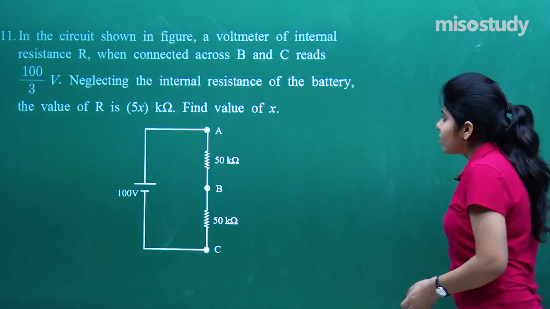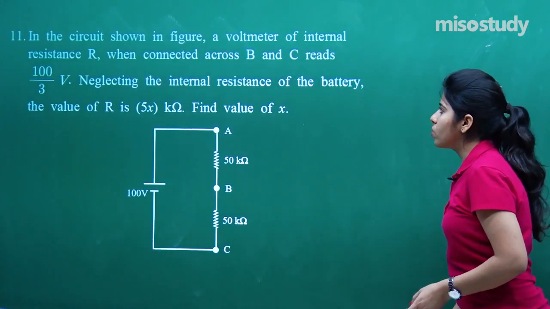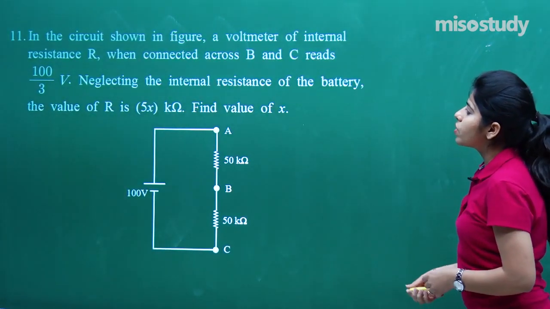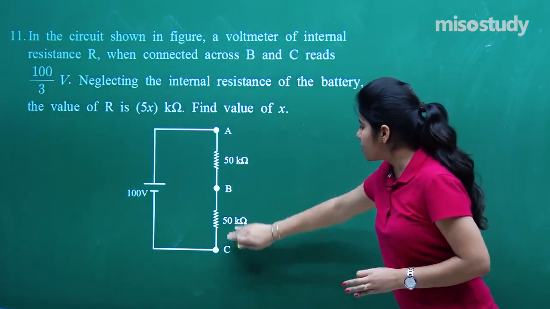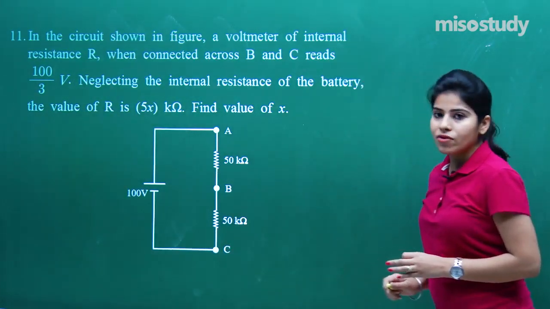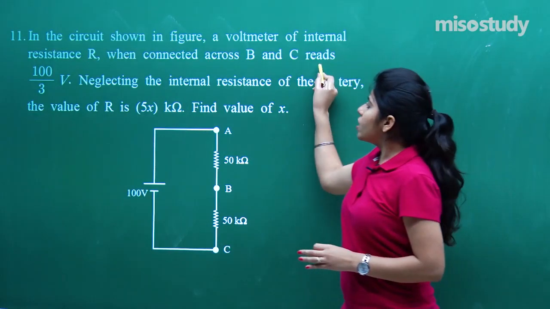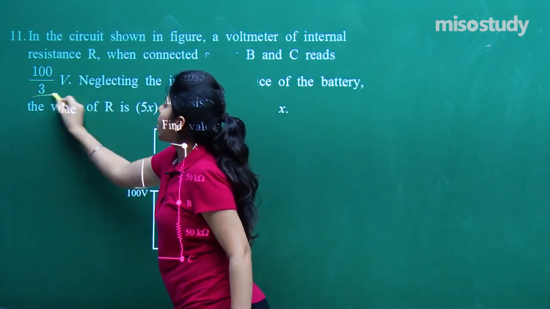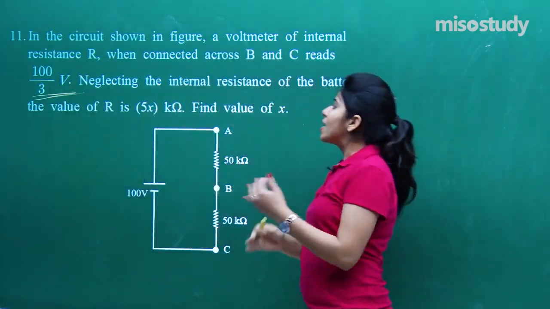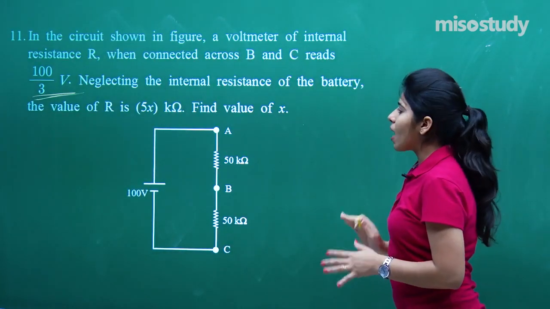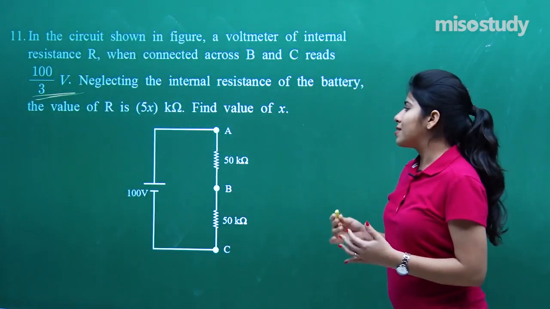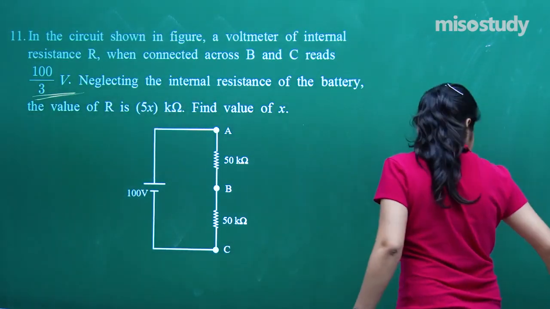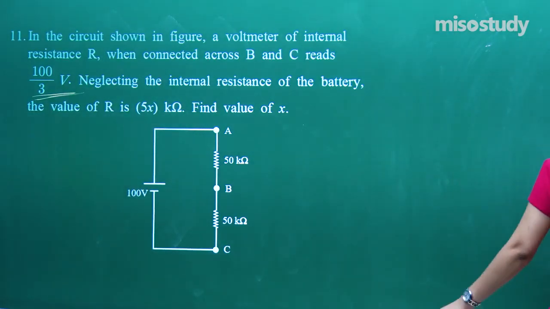Okay, so the question says that in the circuit shown in the figure, a voltmeter of internal resistance R, when connected across B and C, these 2 points have been given, B and C, reads the voltage as 100 by 3 volt. Now neglecting the internal resistance of the battery, the value of R is 5x kilo ohm. We have to find out the value of x. Again, integer type question.